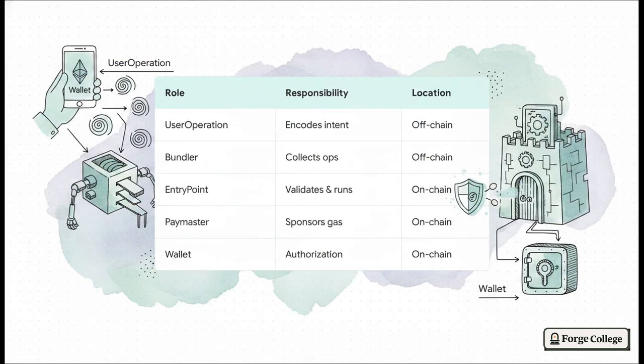Now, the absolutely crucial point across all these roles is the strict boundary between off-chain and on-chain. As you'll see, the wallet, the user operation, and the bundler sit strictly off-chain. They handle the intent and the aggregation. But the EntryPoint, along with that optional paymaster, sits securely on-chain, handling the actual execution. Honestly, separating these responsibilities is just pure architectural genius.